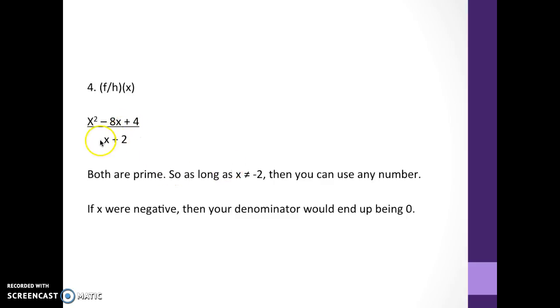If x were negative 2, then your denominator would end up being 0. So if we had a negative 2 right here, it would be negative 2 plus 2 equals 0, and that just wouldn't work. So your domain is x as long as it does not equal 0. Excuse me, x as long as it does not equal negative 2.